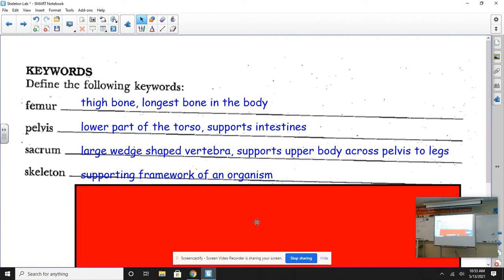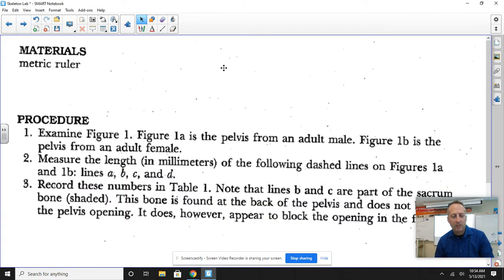If you want to leave it here for a couple of minutes, you could always pause it to fill these in. The definition of the femur. I talked about the femur also. That's a femur for a cow. Longest bone in the body, pelvis, sacrum, and definition of skeleton. So you could pause that and fill those in.